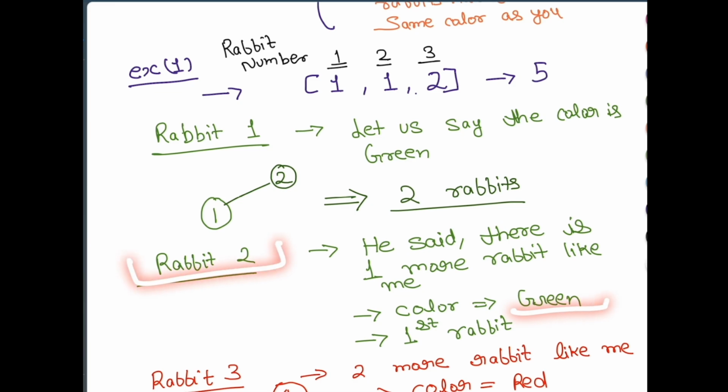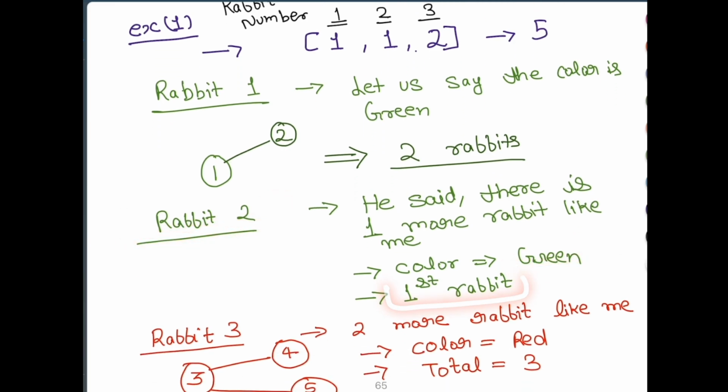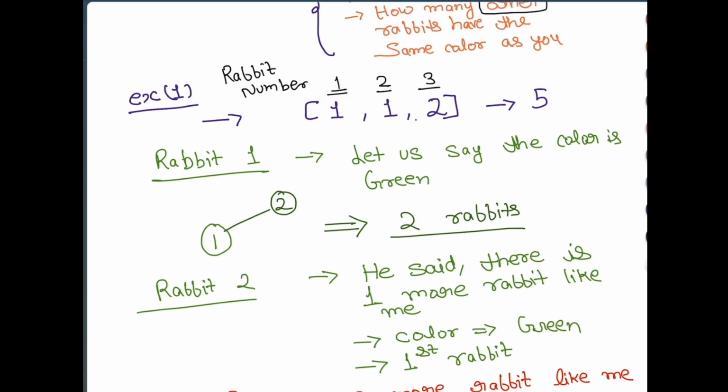Now this rabbit number 2 is actually talking about the first rabbit, the rabbit to whom we asked the question before this. Now how can I say this? That's very important to understand. At this point, I know about 1 more rabbit who has the color green. I don't know the color of this one. I don't know if I can assign this second rabbit the color green, or should I assign some other color. We don't know. Let us try both the scenarios.